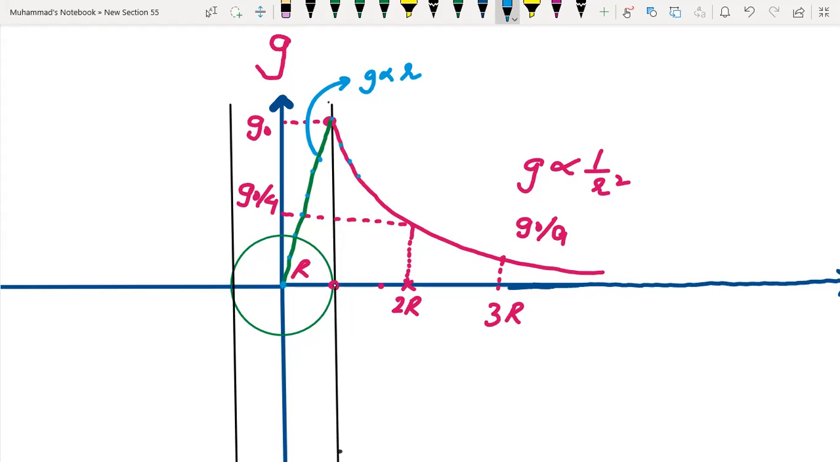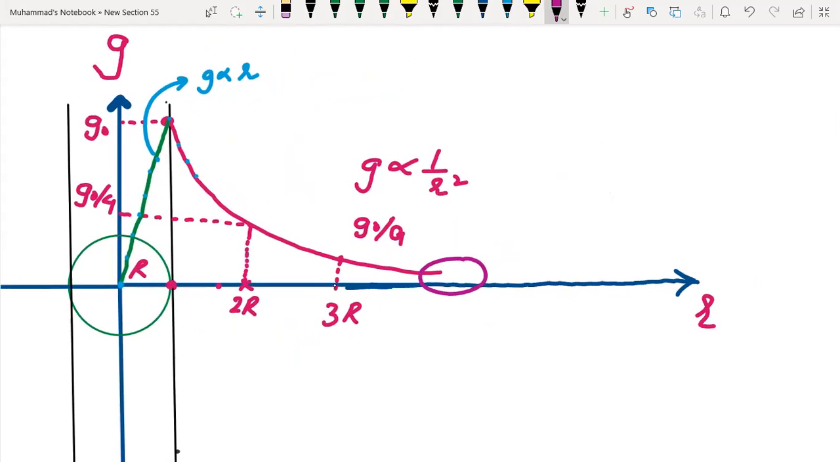Okay, so let me ask you a question. At which point will the value of G be 0? Will it touch the axis of this graph? You can see that G is inversely proportional to r squared. When you put r as infinity, G will become 0. That's why we show this graph as parallel to this axis.